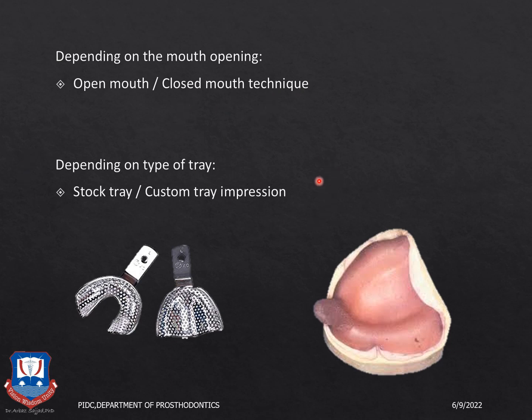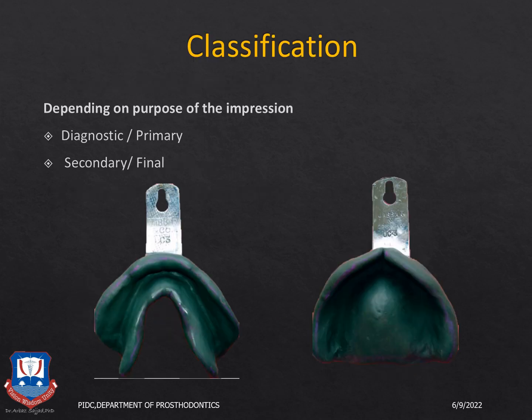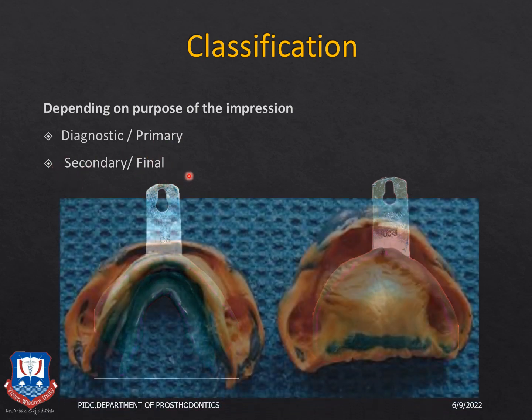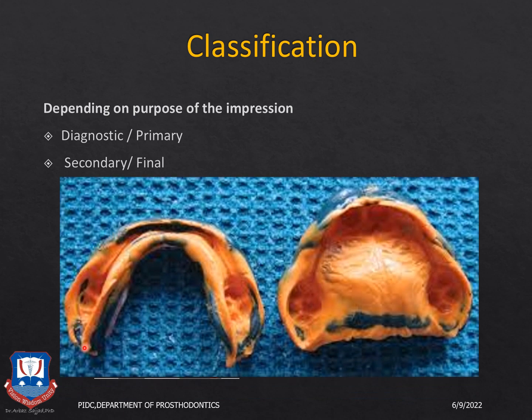Then, depending upon the type of the impression tray, of course, we have stock trays or prefabricated trays and the custom tray impression. And now continuing the classification, depending upon the purpose of the impression, we have primary or diagnostic impressions, which are taken either with impression compound, which is a thermoplastic impression material in non-perforated edentulous stock trays, or we can use alginate in perforated edentulous stock trays. And the second type of impression is the secondary or the final impression, which is taken in a custom tray and generally with a green stick tracing compound and a zinc oxide eugenol impression paste.